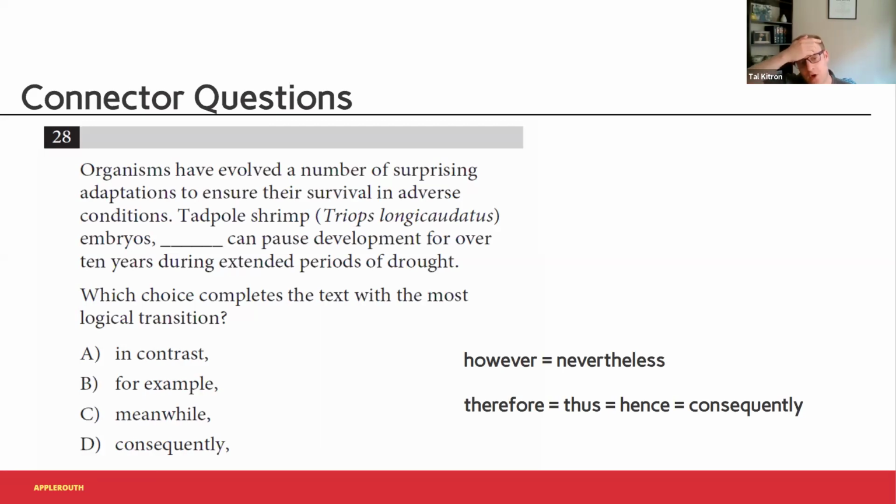Here, because they're saying organisms have evolved a bunch of surprising adaptations to ensure survival, and then they mention an example of it in the tadpole shrimp embryos, the answer would have to be B, right? Because this is an example of the prior sentence. A lot of people do pretty well with these, but I will say it's an important place to shine because there's like 3 or 4 questions per section, so 7 or 8 total.